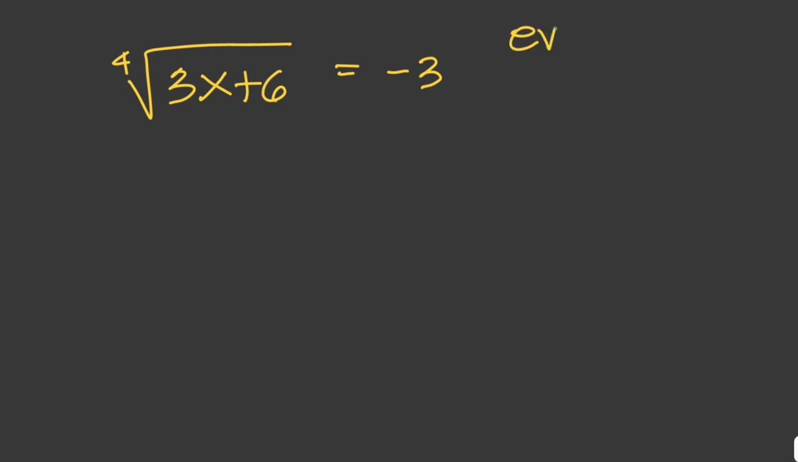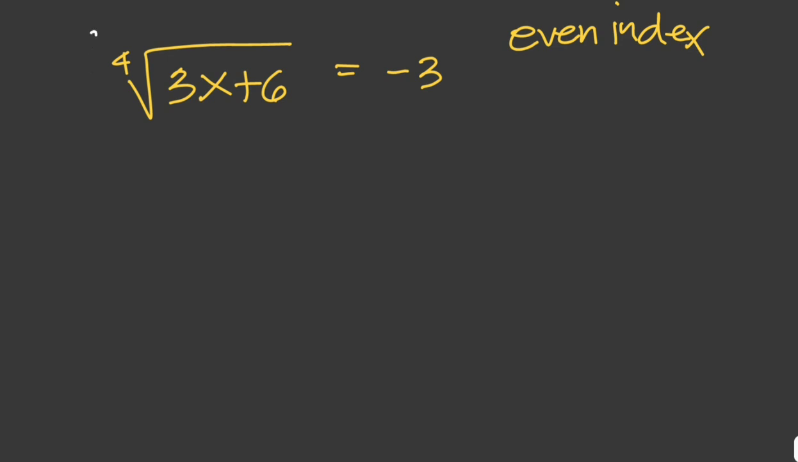How about if we're given this problem? Fourth root of 3x plus 6 equals negative 3. Now let's check for the index. The index, or the root, is 4, and it is an even index. So that means we have to check if the answers are a solution to the original problem. Now let's solve for the values of x first.